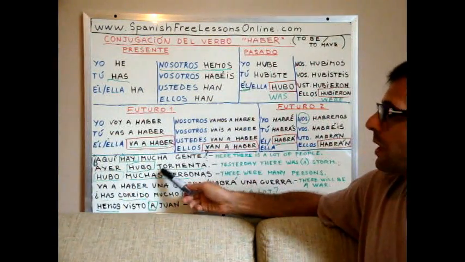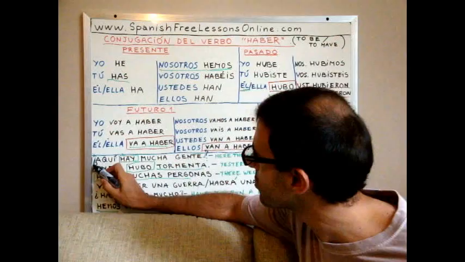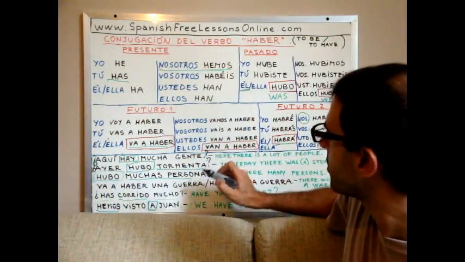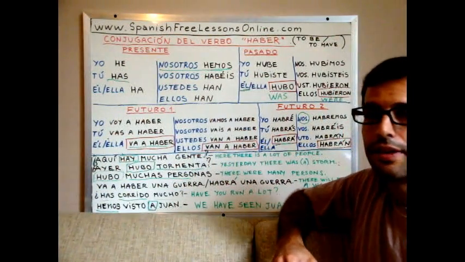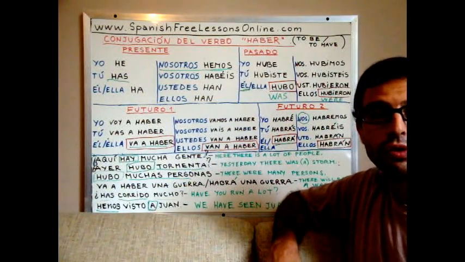Ayer hubo tormenta. Yesterday there was a storm. But if we add the question marks, we would say, ¿ayer hubo tormenta? Yesterday, was there a storm?